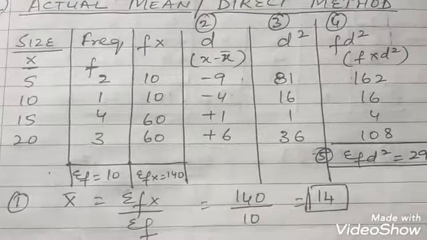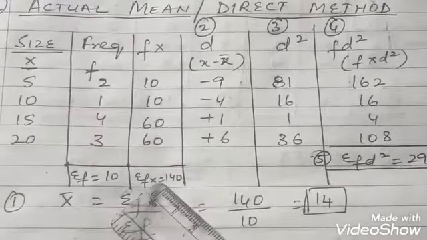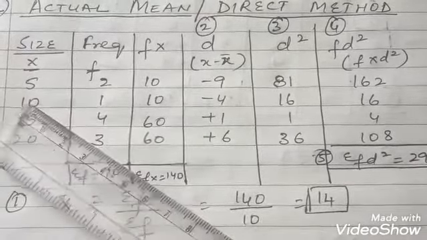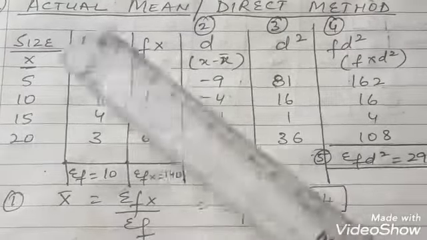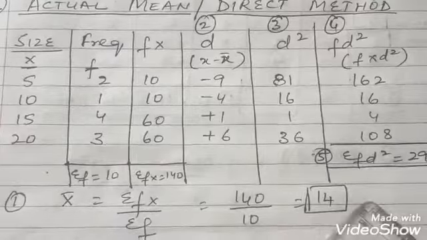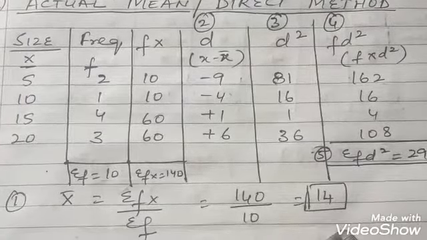Now this entire step is going to be of 1 mark. So for that, you will have to first find out fx, multiply every x value into f, you get fx, then the summation of fx upon the summation of f. When you put it upon, you get 14. So your actual mean is 14.